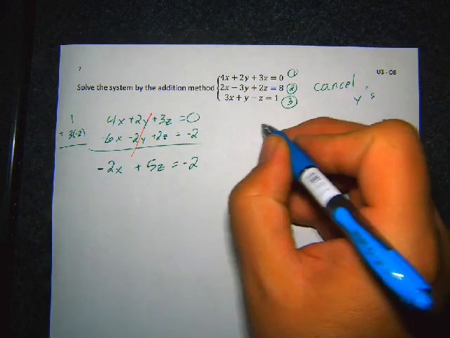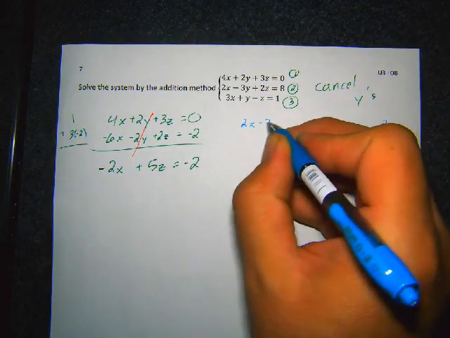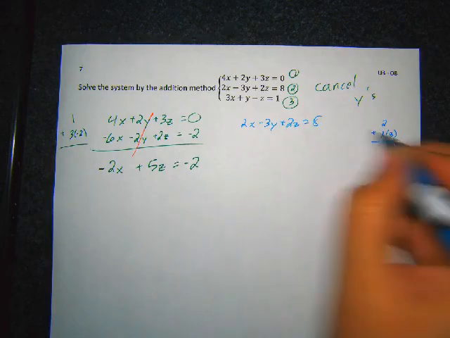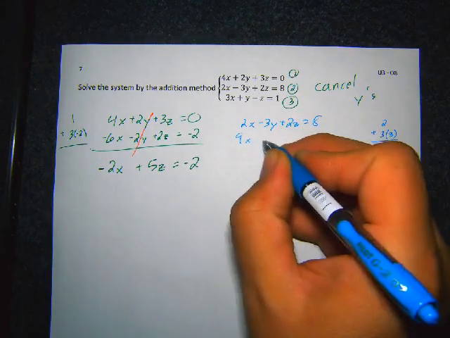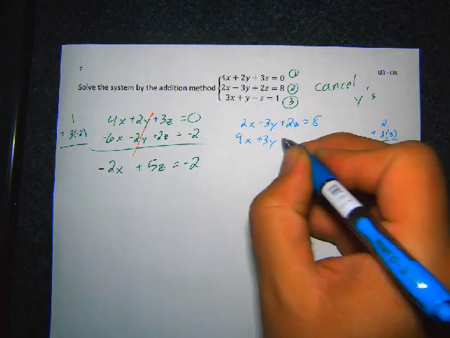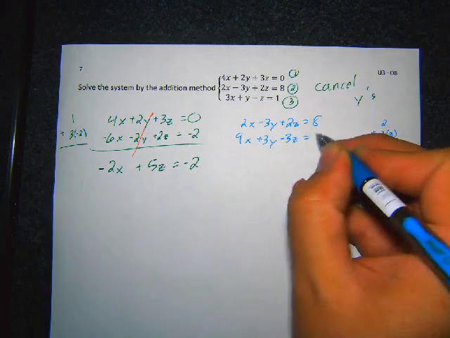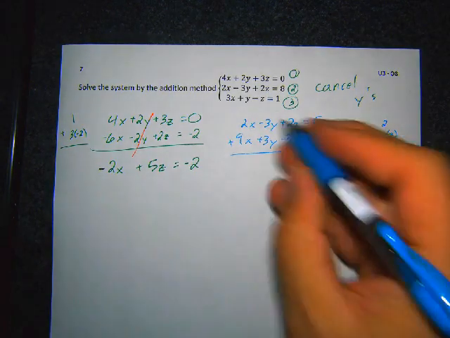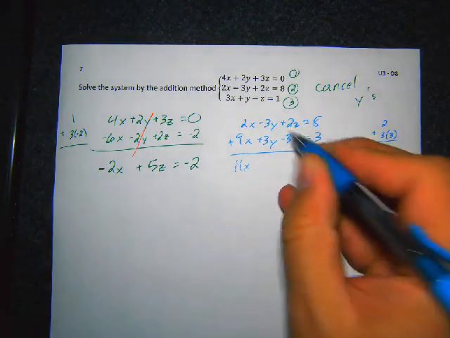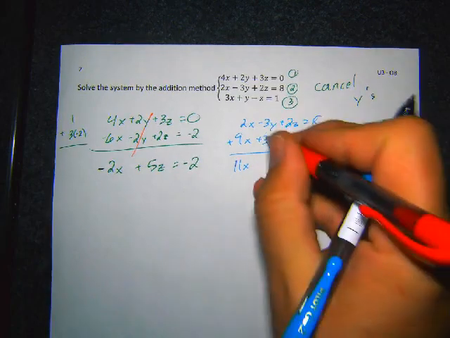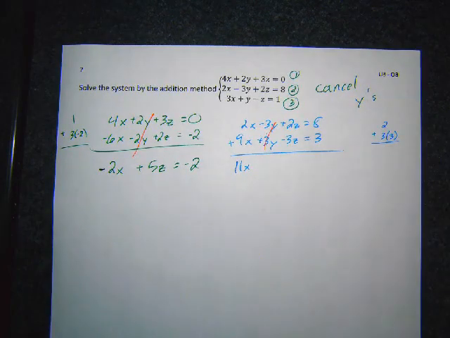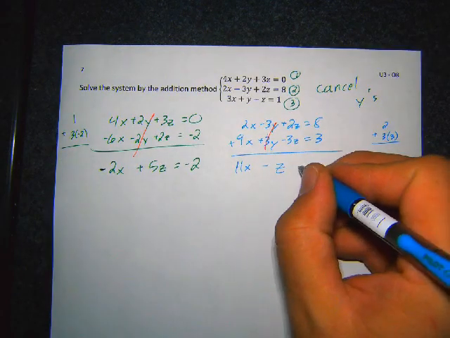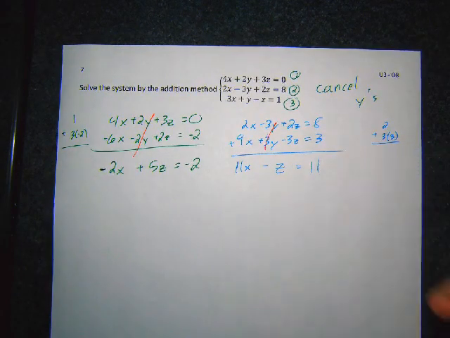So the first one we leave alone, we get 2x plus 3y plus 2z equals 8, but the bottom one I'm going to multiply by 3. So you get 9x plus 3y minus 3z equals 3. 2 plus 9 is 11, 11x. -3y plus 3y, those do cancel. That was our goal, trying to get rid of the y's. 2z minus 3z gives me a minus z, and then 8 plus 3 is 11.